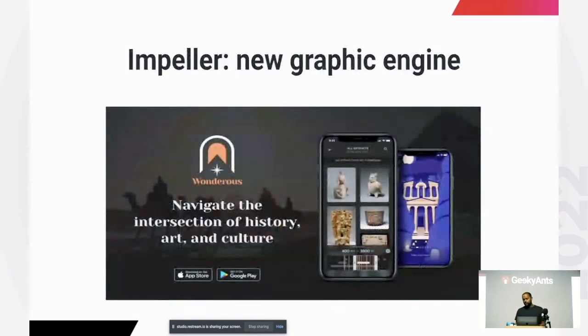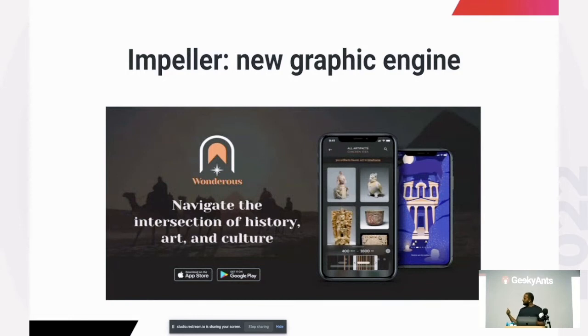And the major improvement, which everyone is talking about, is the Impeller new graphics engine. In the latest version, Flutter 3.3, especially in the master branch, they have made a significant rewrite of the existing rendering engine, Skia, and they have replaced it with Impeller.